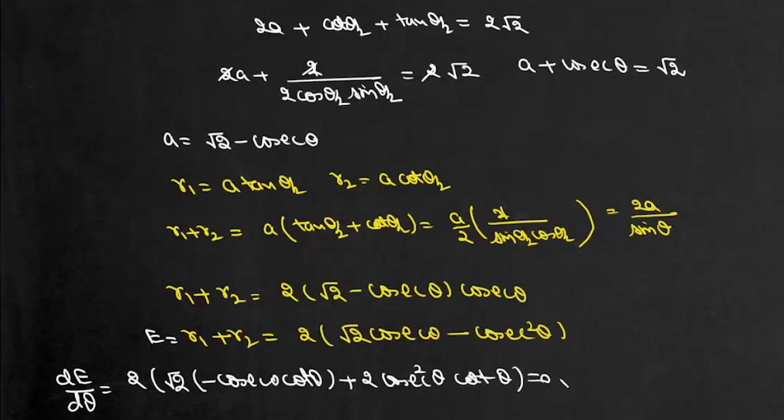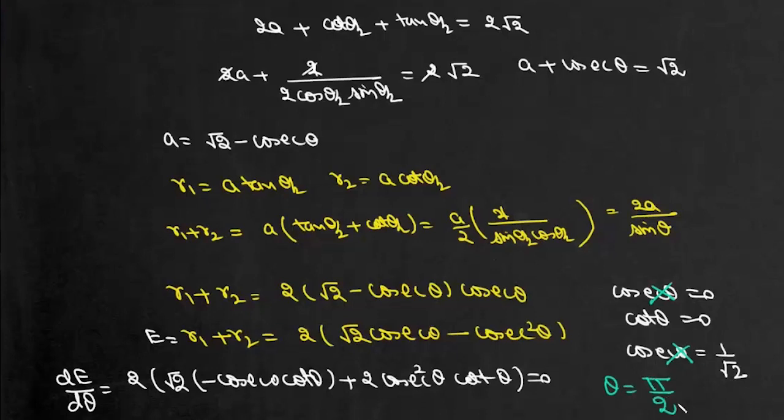So from here we get either cosec theta is 0 or cot theta is 0 or cosec theta is 1 by root 2. Now cosec theta cannot be 0 and cosec theta cannot be 1 by root 2. So the only critical point that we get here is cot theta equals 0, that means theta equals pi by 2. So we have this critical point at pi by 2.